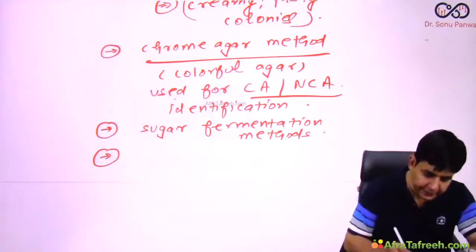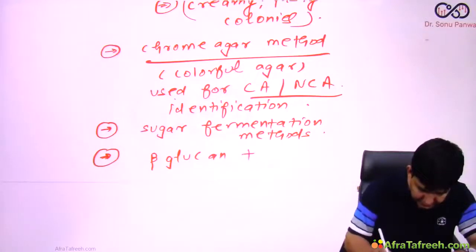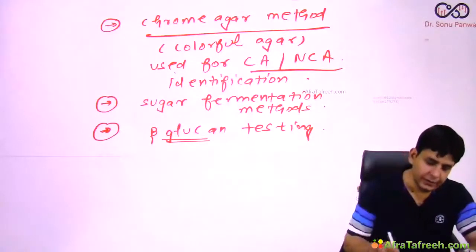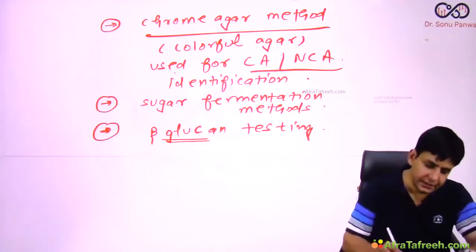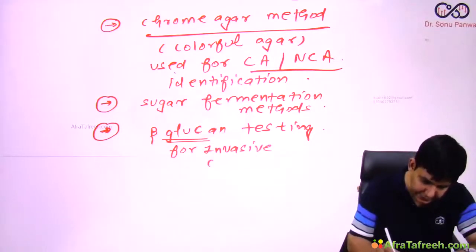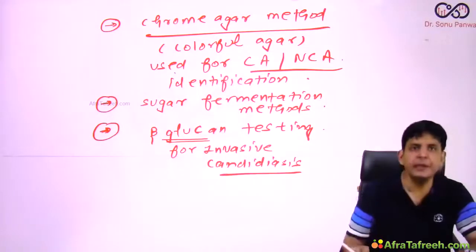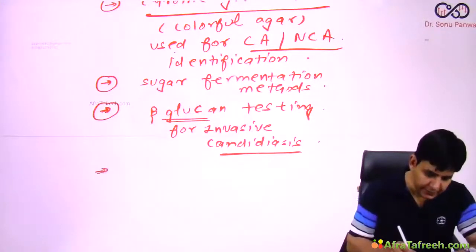Then you have beta glucan testing here. Okay, so remember this particular material is present in the Candida cell wall, beta glucan, and this particular testing, beta glucan testing, is mostly done for invasive candidiasis. Mostly it is done for what? Invasive candidiasis. Okay, so that also is there.